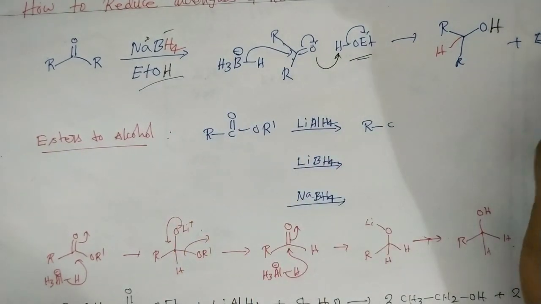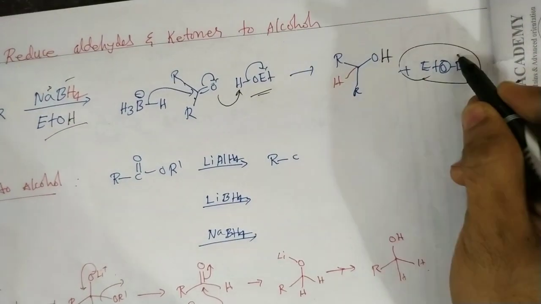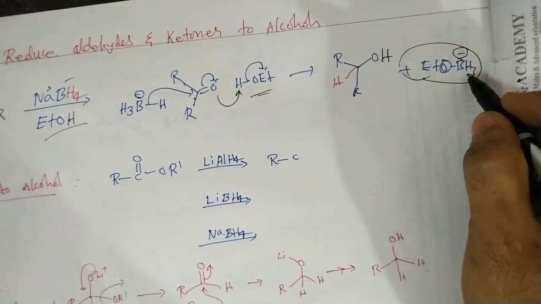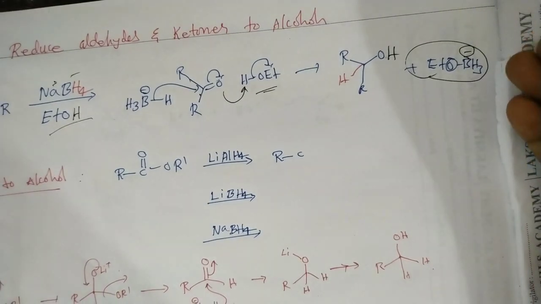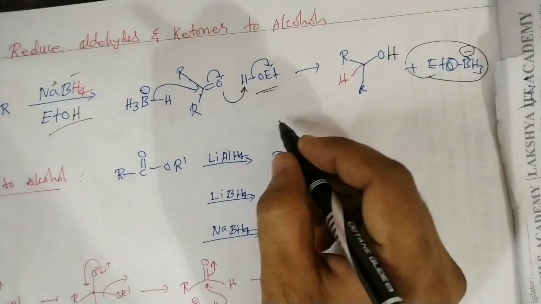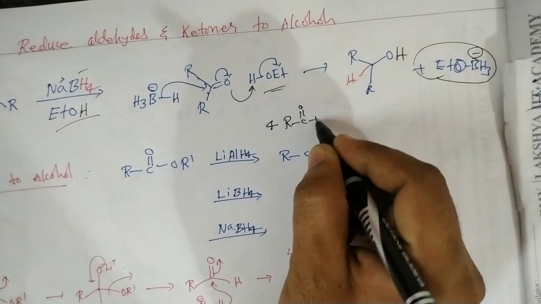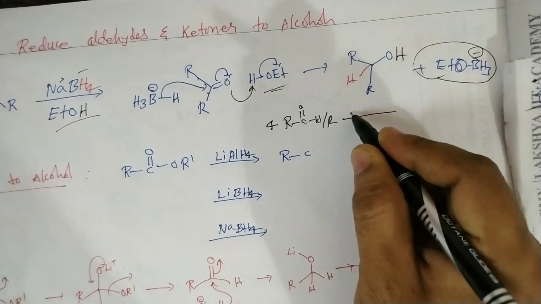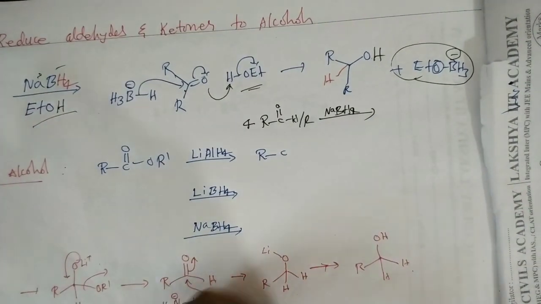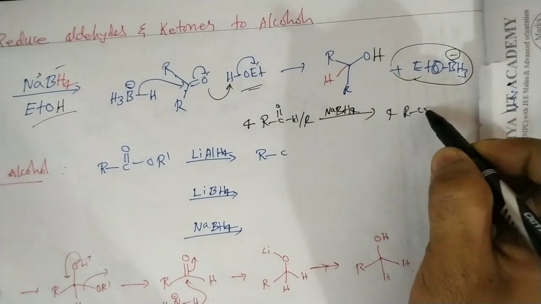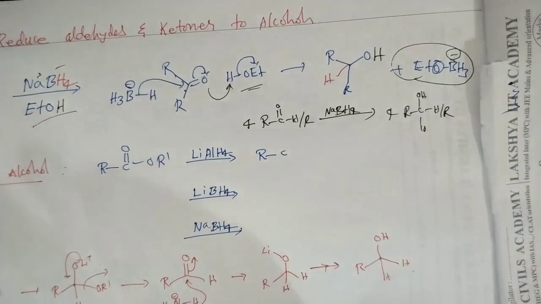Here, the side product is BH3, that means BH3⁻. Here there are still three hydrogens, so it can reduce three more moles of the aldehyde or ketone. That means four moles of aldehyde or ketone are reduced by one equivalent of sodium borohydride. That means one mole of sodium borohydride gives four moles of the alcohol.